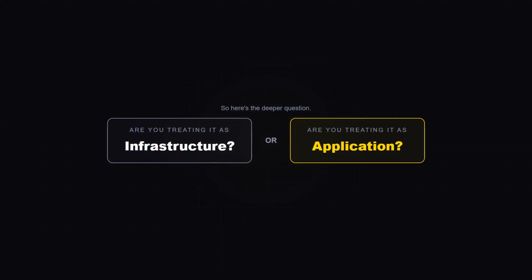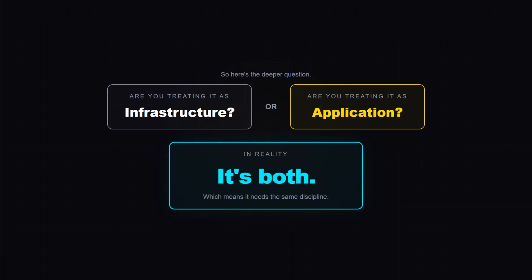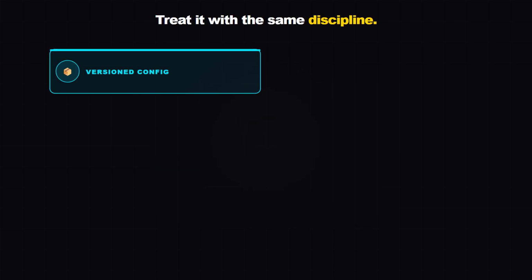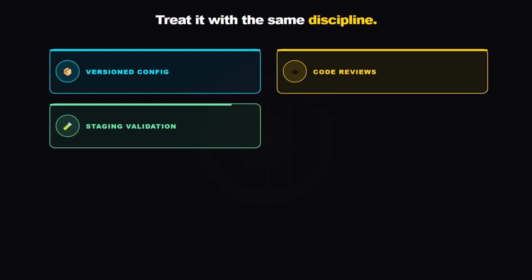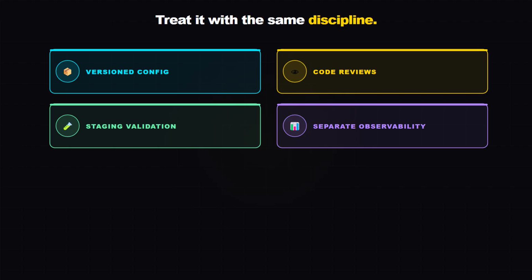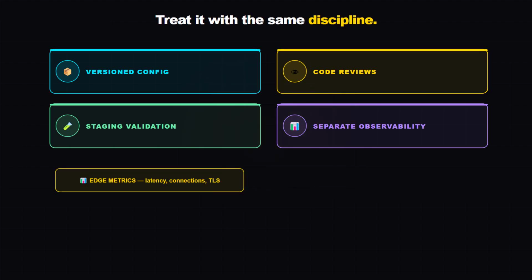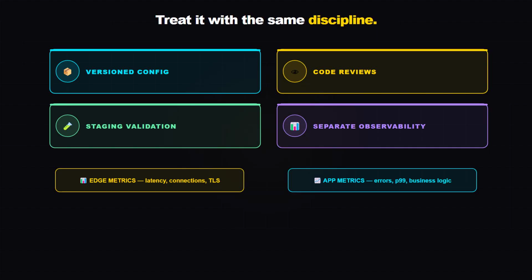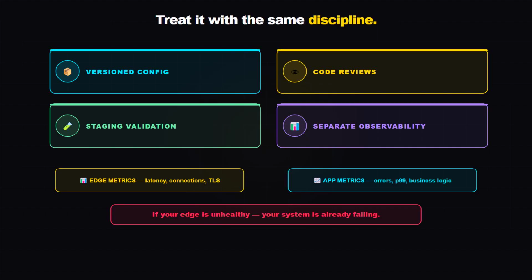So here's the deeper question. Are you treating your reverse proxy as infrastructure or as part of your application? Because in reality, it's both. Which means it needs the same discipline: versioned configuration, code reviews, staging validation with real traffic patterns, and separate observability, edge metrics, and application metrics. Because if your edge is unhealthy, your system is already failing.